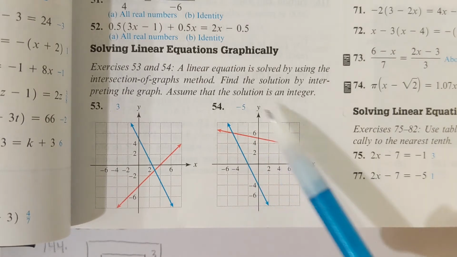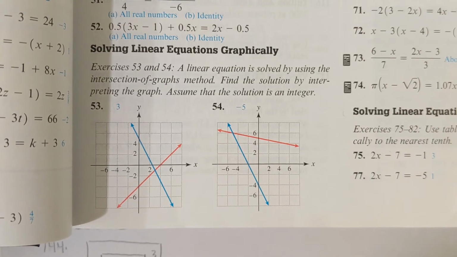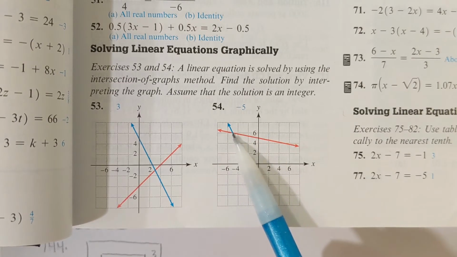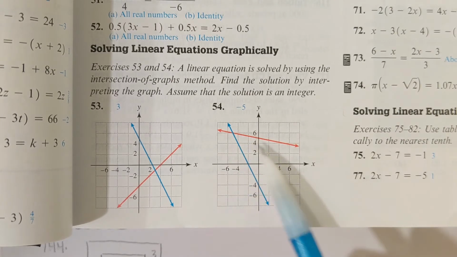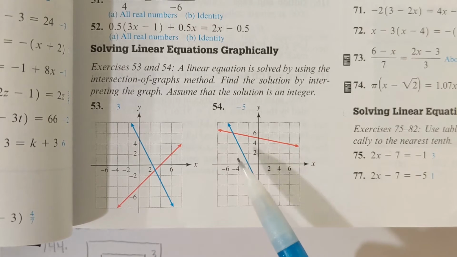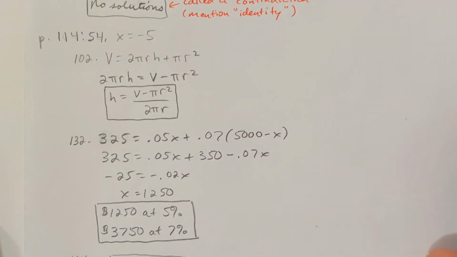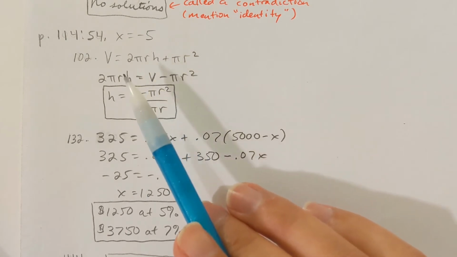So, okay, they're not giving us any equation here. We need to solve for x. Well, hold on. The point negative 5, 6 is where these two lines intersect. Okay, so the answer is negative 5, or x equals negative 5, and I'm done. So the answer there, x equals negative 5.